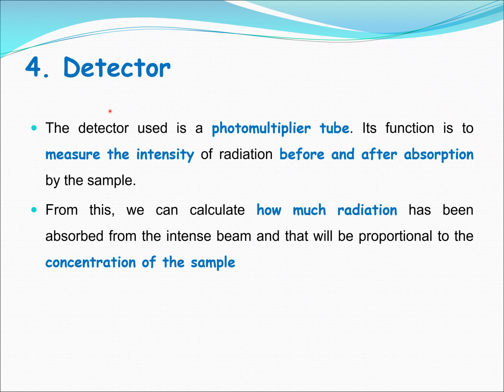And our last component is the detector. The detector used is a photomultiplier tube. Its function is to measure the intensity of radiation before and after absorption by the sample. From this, we can calculate how much radiation has been absorbed from the intense beam, and that will be proportional to the concentration of the sample.